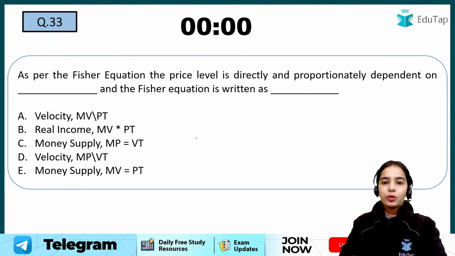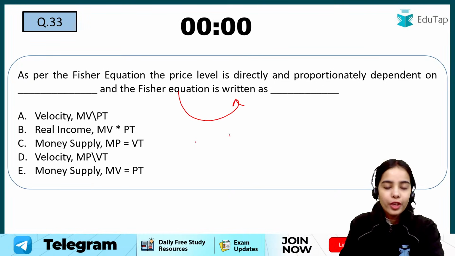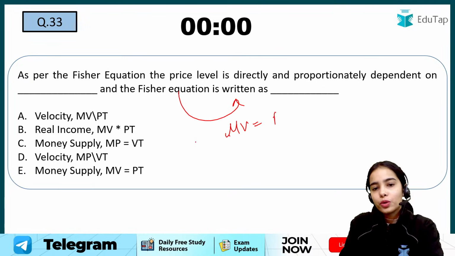Only Himanshu is able to answer. What is the Fisher equation? Fisher equation is that MV is equal to PT. Money supply multiplied by velocity is equal to price level multiplied by transaction.